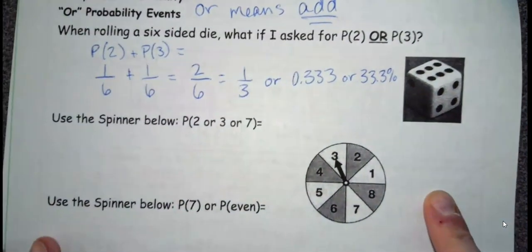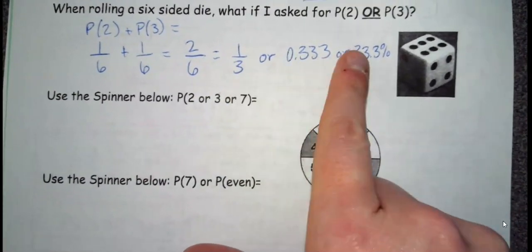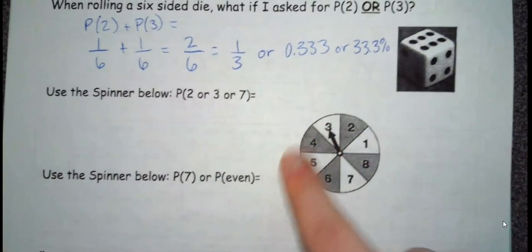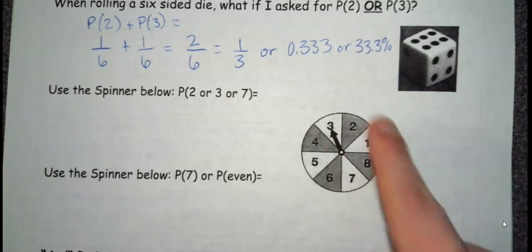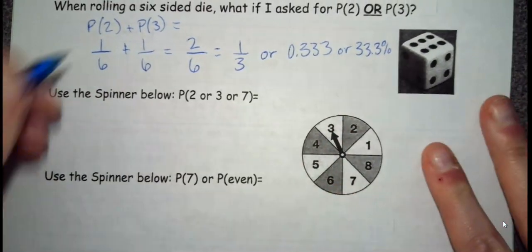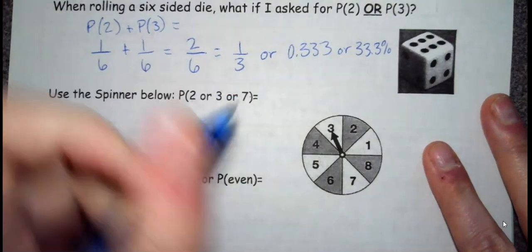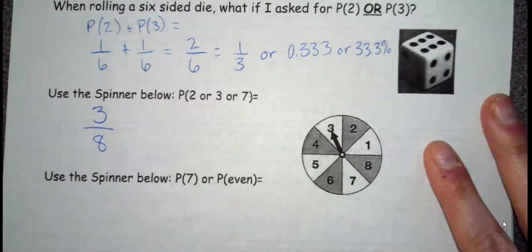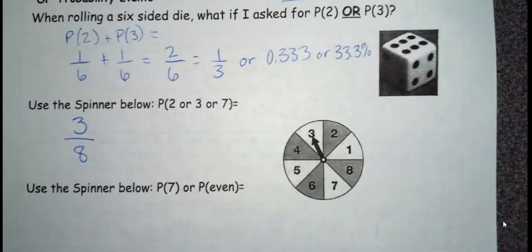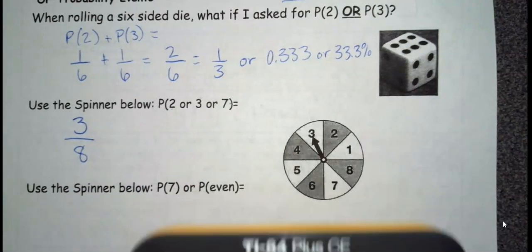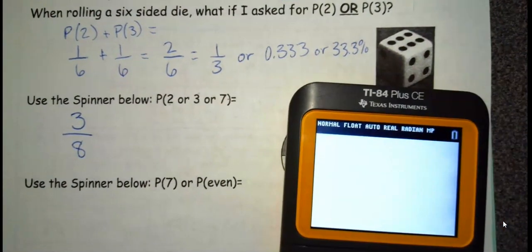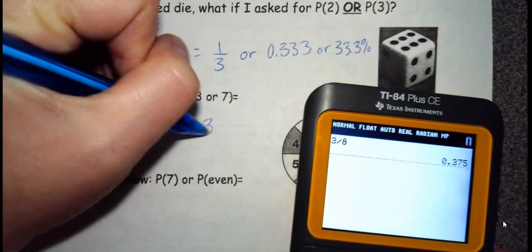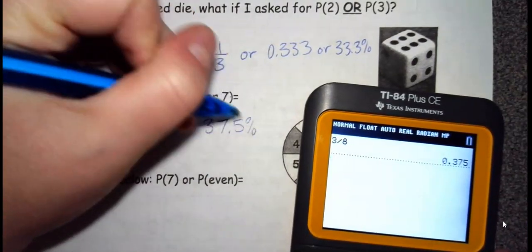So on the Canvas today, just pay attention to how it asks you to answer that, because that is important. If you answer in the wrong form, you're going to get it wrong. For the spinner below, meaning to the right, you have 8 sides, and it wants a 2 or a 3 or a 7. So there's one 2, one 3, and one 7. So 3 out of the 8. That's your probability of rolling a 2 or a 3 or a 7. You add those together, because OR means to add. So 3 divided by 8 is 37.5%.